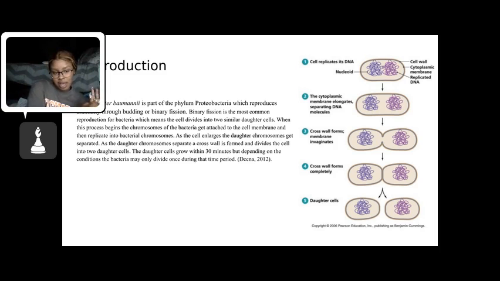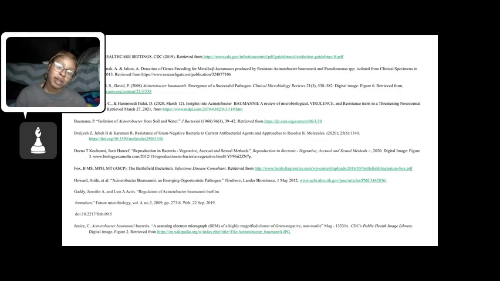In this case, Baumannii is not grown, but found, in soil and different surfaces. So I guess you could say not too hot of an environment, but maybe moist, room temperature environments, if you get what I'm saying. So yeah, that's the reproduction of Acinetobacter Baumannii.